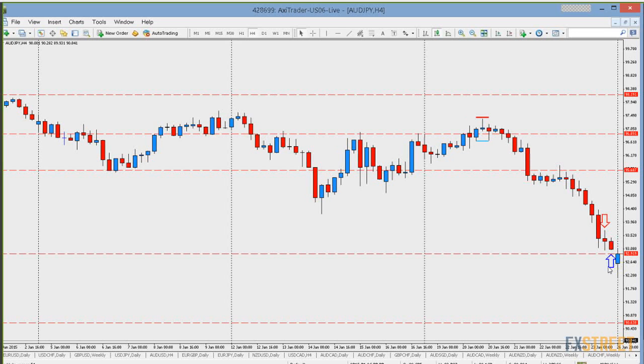And guess what? We get one, right? What do you have to say about this candle that printed after the inside candle? What do you say about that?